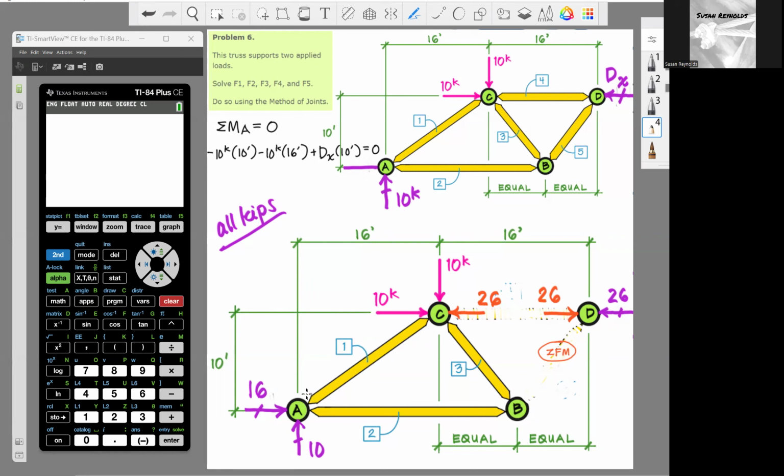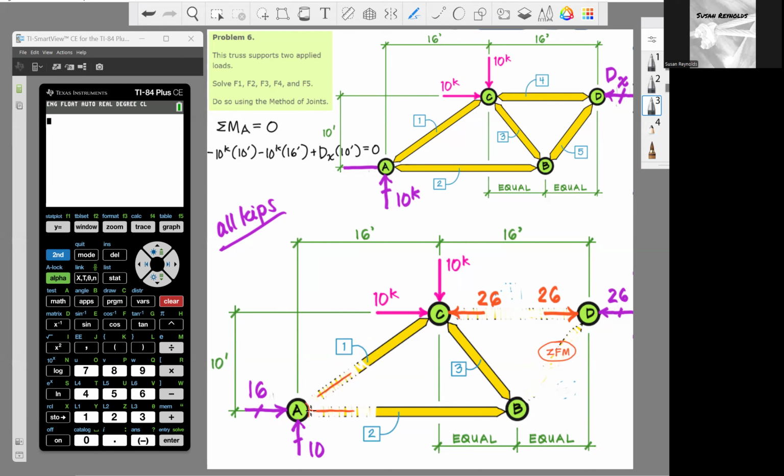So let's go to A and we detach it from member 1. And we detach it from member 2. And every time we detach something, we replace it with its effects on the body. So what is the effect of member 1 on A? Well, it's a force inclined. So it has a vertical and horizontal component. What is the effect of member 2 on A? We have a horizontal force there.